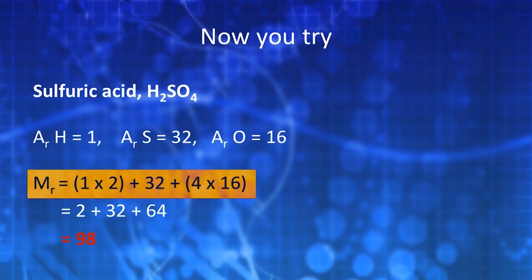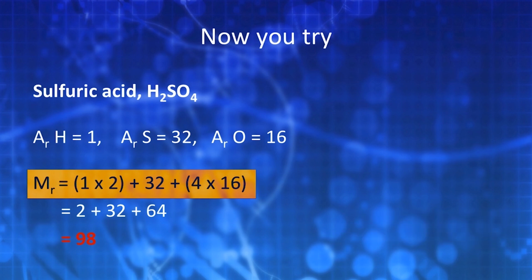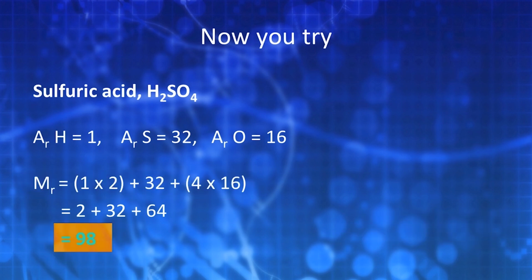Step 4. Calculate the relative formula mass, RFM or Mr, by using all the information in steps 1, 2 and 3. So the calculation would be the mass of hydrogen multiplied by 2 plus the relative mass of sulfur plus the relative mass of oxygen multiplied by 4. And this will give us a relative formula mass of 98.